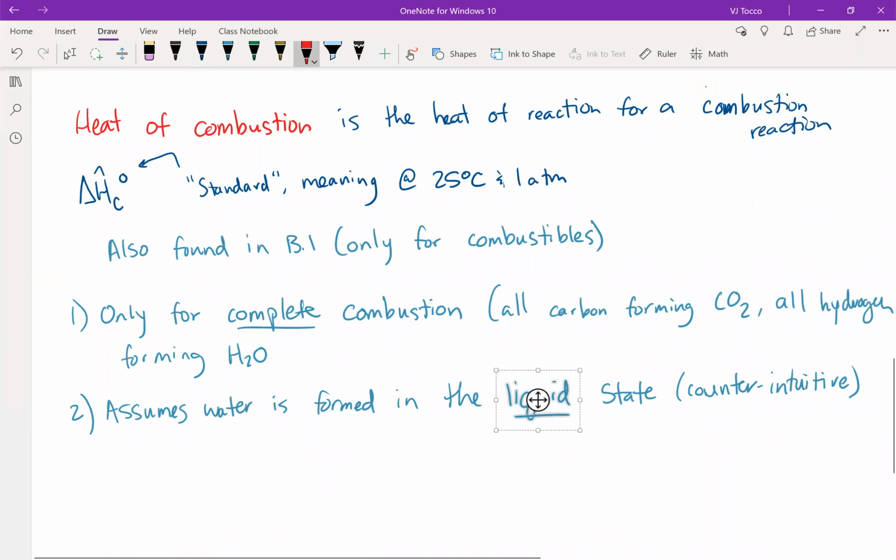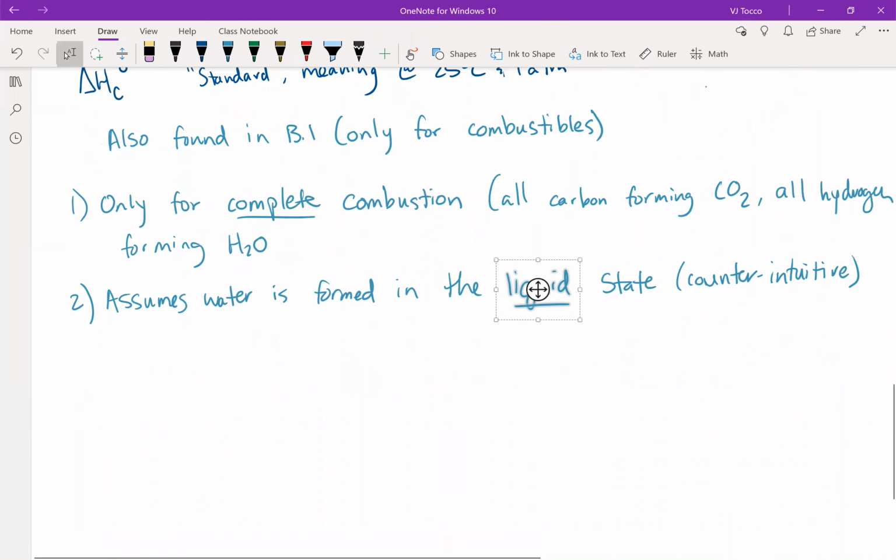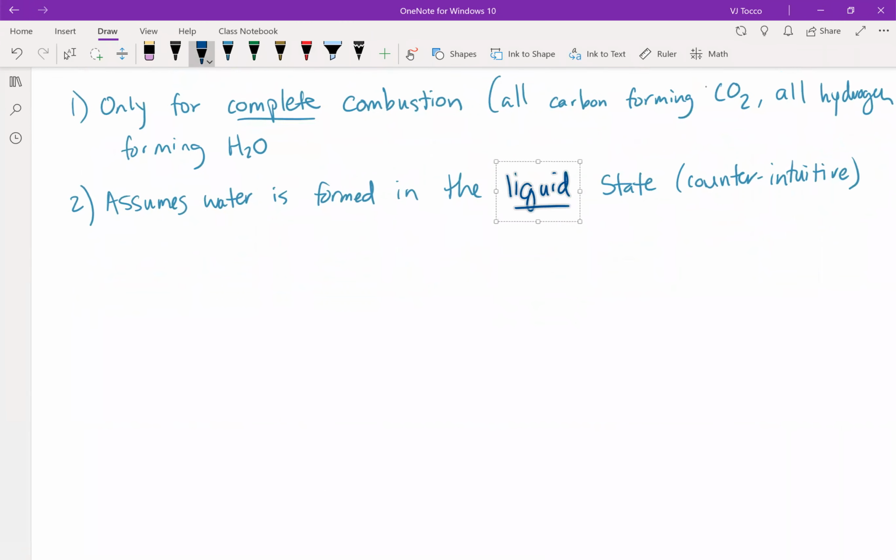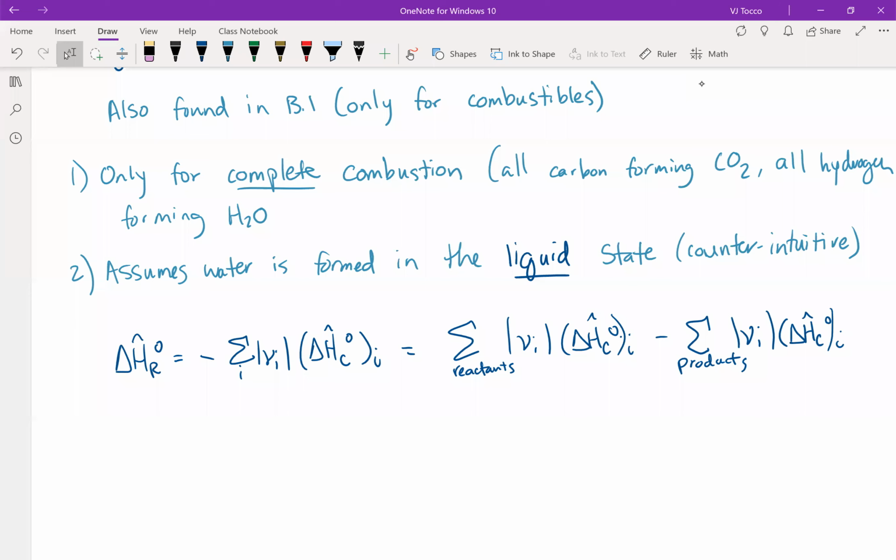So in the context of figuring out what a heat of reaction is, you can do the same thing with the heat of combustion. The only thing you have to watch out for is it's the opposite of the last time. So I can write the following formula, that the standard heat of reaction for any reaction that I want to know is equal to the negative of the sum of the stoichiometric coefficient of species I times the standard heat of combustion of species I. So expanded a little bit, it's the sum of the reactants minus the sum of the products.